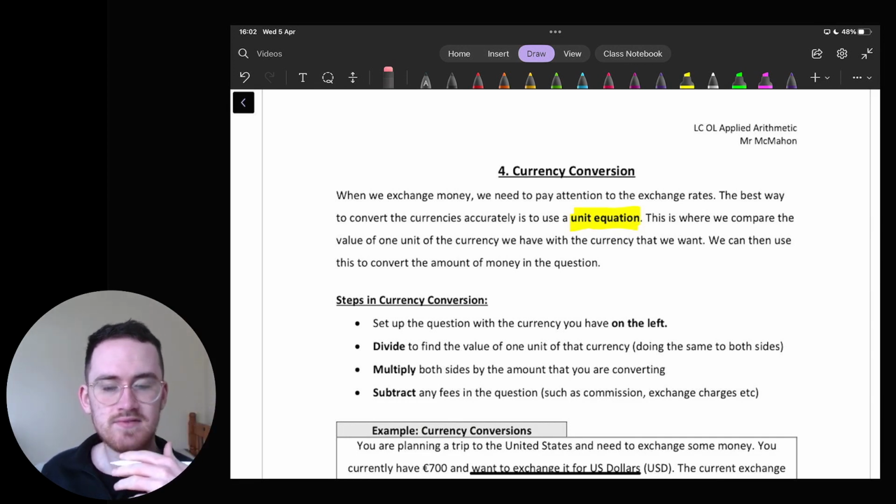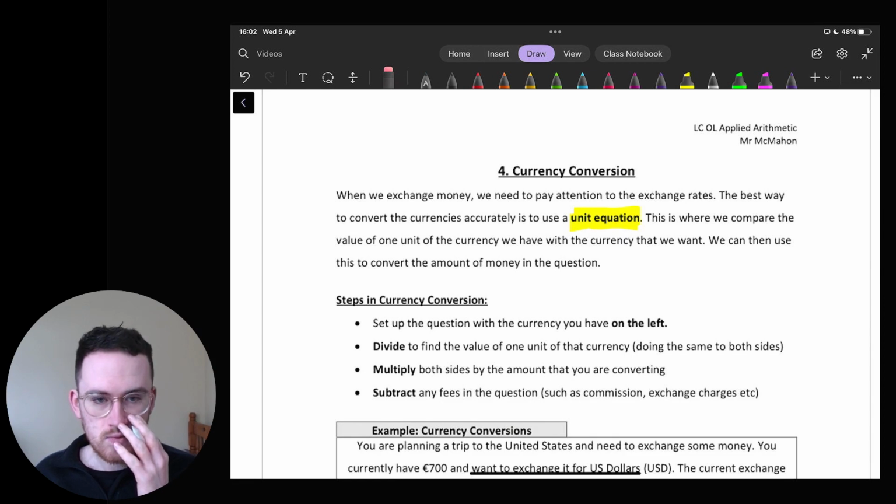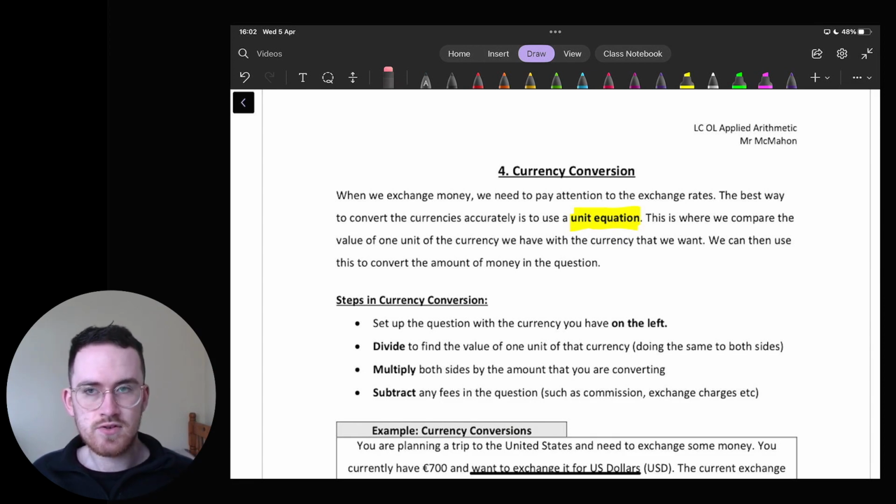So our steps are going to be: we'll set up the question with the currency we have on the left. We're going to divide to find the value of one unit in that currency. Then we'll multiply by the amount that we have or the amount that we're converting. And then we'll subtract any fees, so that commission or exchange rates that the different bureaus might charge.